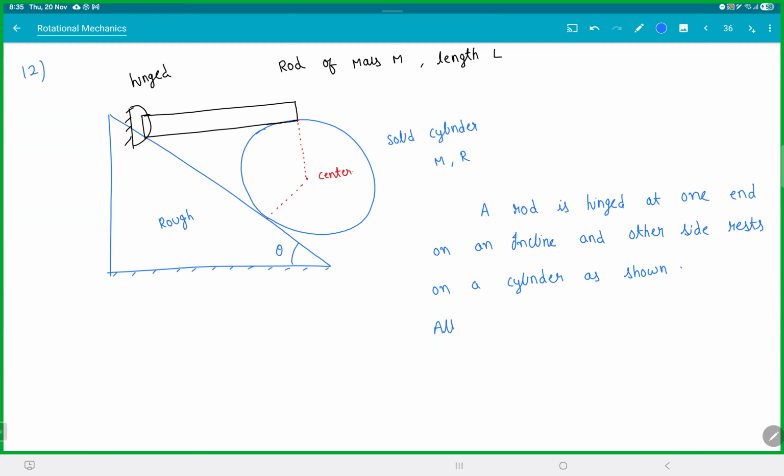So there is a friction between the rod and the cylinder also. And there is no slipping at any surface. So basically the system is in equilibrium. Find all frictions and normal reactions.